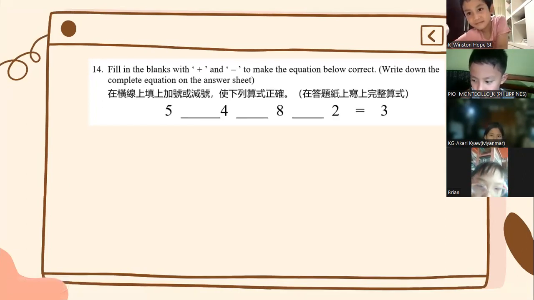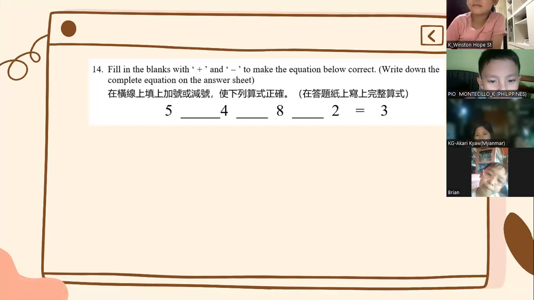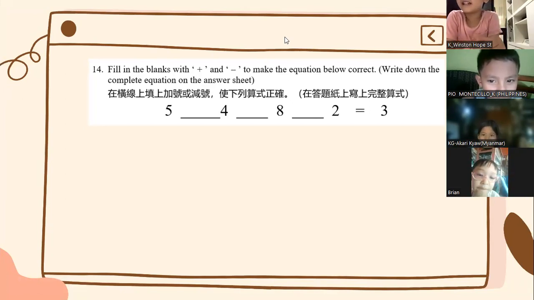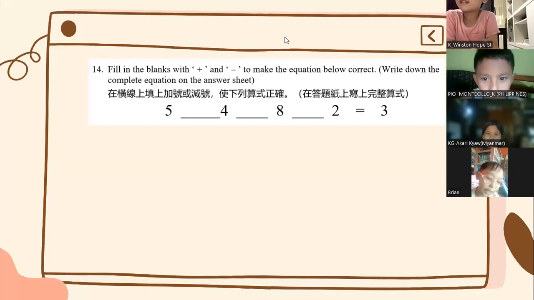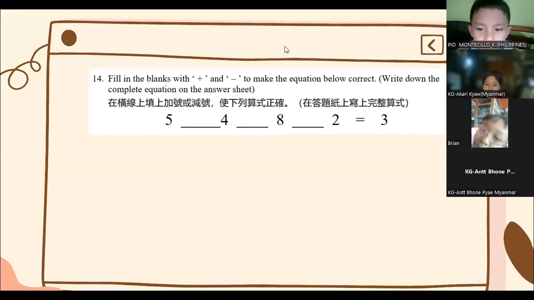How about number 14? Fill in the blanks with plus and minus to make the equation: 5 blank 4 blank 8 blank 2 equals 3. Okay, how did you solve that? Okay, enough. Very good with your answers. So listen to coach now.